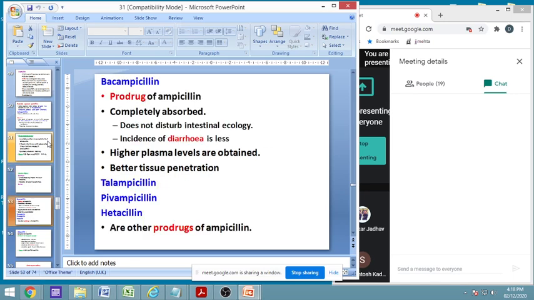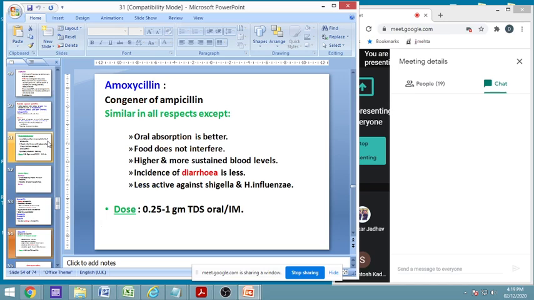The other ampicillin derivative is bacampicillin. It is a prodrug of ampicillin, completely absorbed. It does not disturb the intestinal ecology. Incidence of diarrhea is therefore less. Higher plasma levels are obtained and there is better tissue penetration. Then other analogues are talampicillin, pivampicillin, etacillin. They all are prodrugs of ampicillin, and thus they improve the bioavailability of ampicillin and reduce other problems.